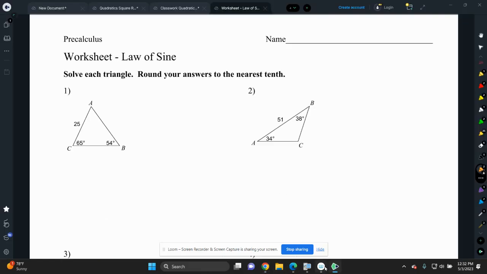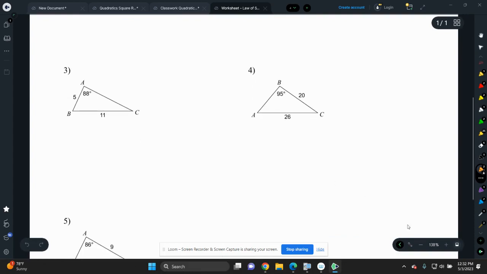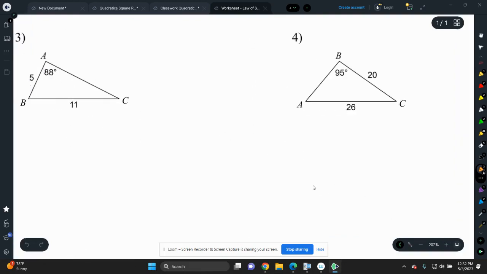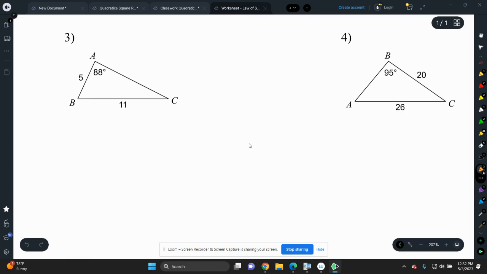Okay. So number 3. All right, so let's see. We're going to do sine A over A equals sine C over C. So I'm going to try and find this angle right now. So that's going to give me sine of 88 over 11 equals sine of C over 5.